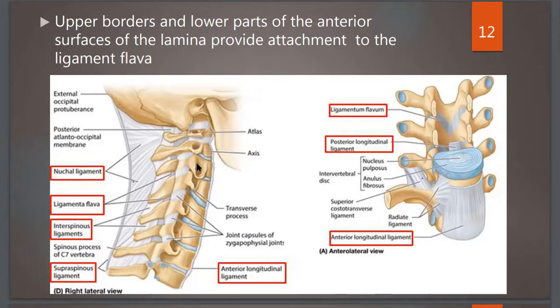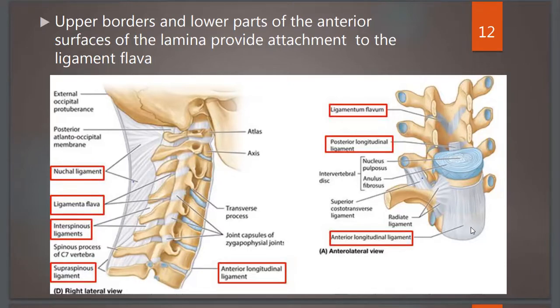So you are finding this is the anterior longitudinal ligament. Here you are finding the ligamentum flava. Then this is the intervertebral disc which we find between the vertebrae. The structure of the intervertebral disc shows the nucleus pulposus in the center, and the surrounding fibers are arranged in concentric circles. You call it the annulus fibrosus.